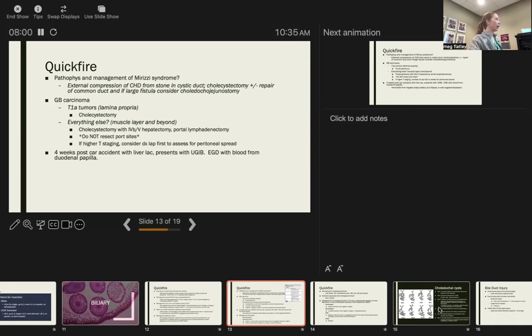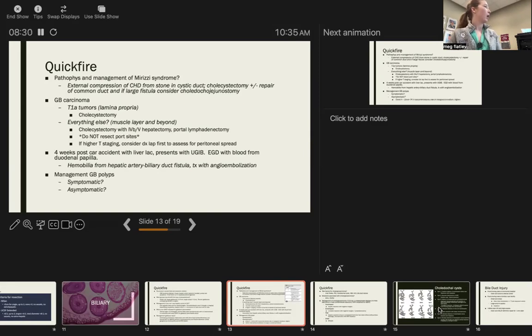Four weeks after a car accident with a liver laceration, someone comes in with an upper GI bleed. They have an EGD that shows blood from the duodenal papilla. What'd you say? Oh, go for angio. Yes. Hemobilia from a hepatic artery biliary duct fistula, treat with angioembolization. Again, I've never seen this and I don't think I know of anybody of us who've seen this, but this sometimes shows up on the test.